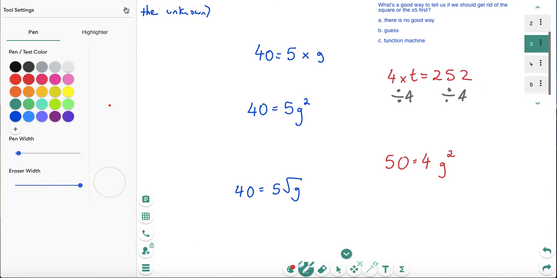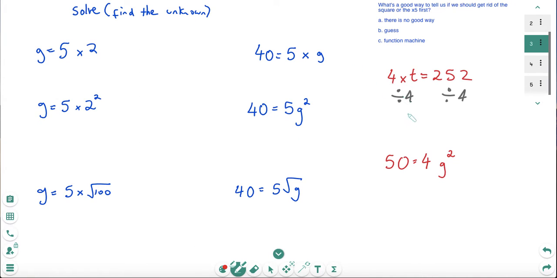So I know now, times by 4 and divide by 4, they cancel. So t is equal to 252 divided by 4 is, I'm too tired to do my mental math, 63. And that's your answer.